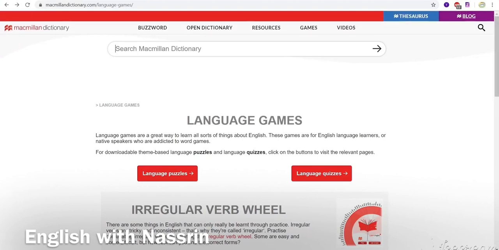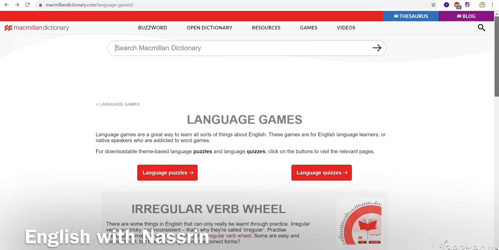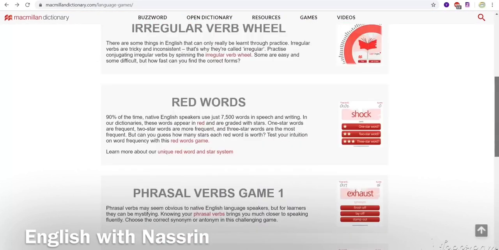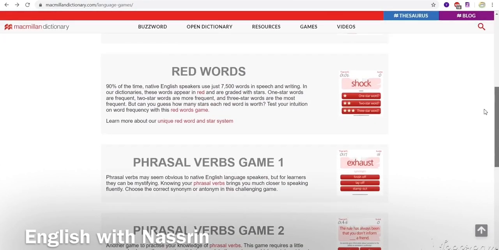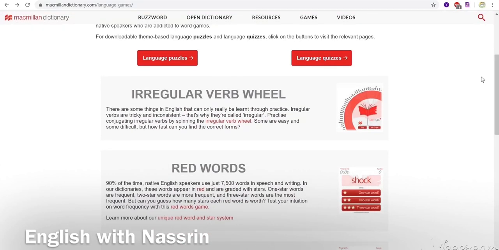What I'm going to be doing today is talk about this section of games and share with you several options that you could work with along with your learners, or as a classroom activity as well, or a home-based activity with your students. So you click on games and then you get to a page where it says language games. So let's explore them one by one and see how each one of them can enrich your students' level of vocabulary and learn all sorts of things about the English language.